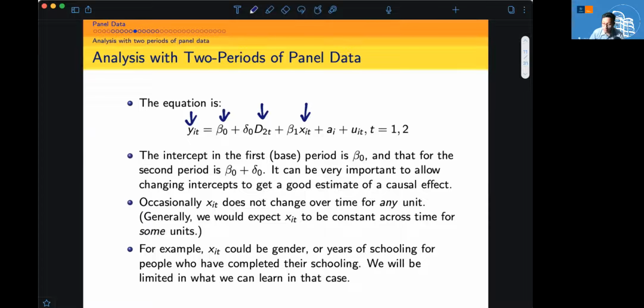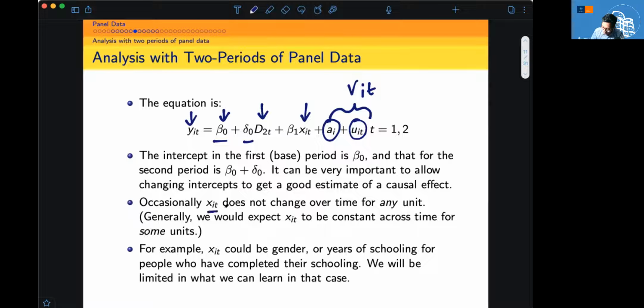And then you're going to have the explanatory variable. We're going to start with a simple model where we only have one explanatory variable of interest, but we can also extend the model to include more explanatory variables. And here we make it explicit that we have unobserved heterogeneity as well as the shocks. Okay. So the intercept in the first or the base period is beta 0, and that for the second period is going to be beta 0 plus delta 0. So it can be very important to allow changing intercepts to get a good estimate of a causal effect.